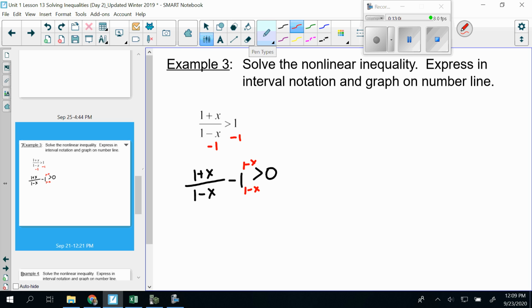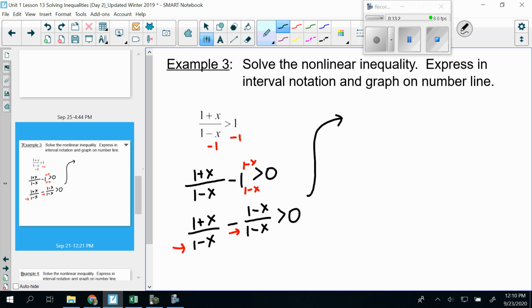Okay, so if we do that, now it looks like this. We have 1 plus x over 1 minus x, and we have minus 1 minus x over 1 minus x. Let's now push that together. Since we have the same denominators, let's combine that into 1 fraction. So if we make that into 1 fraction, now it's just 1 fraction over 1 minus x. Then we need to join and subtract the stuff on top.